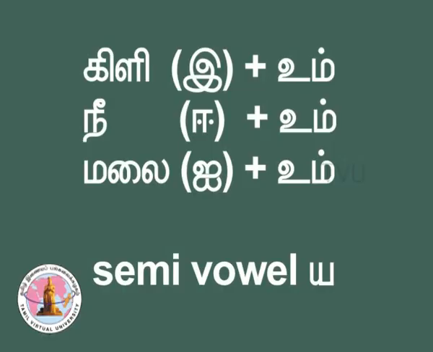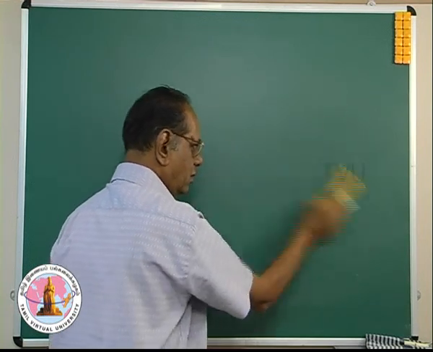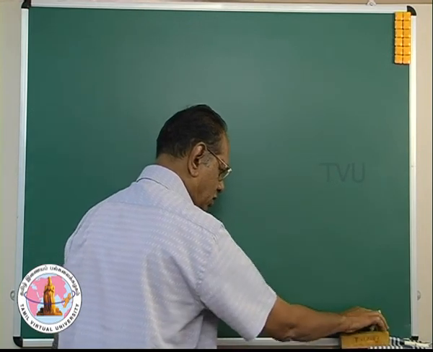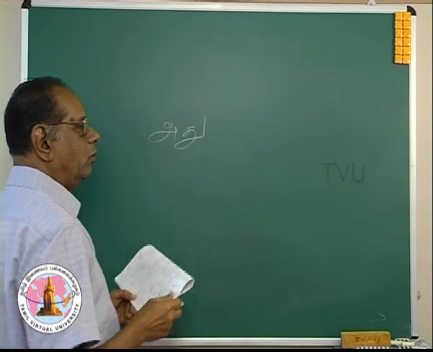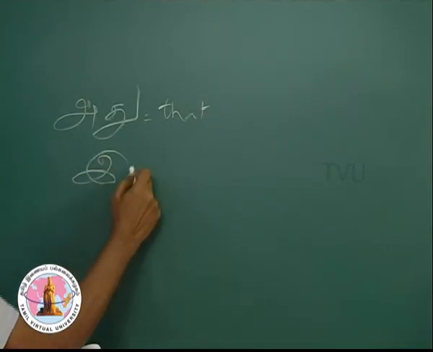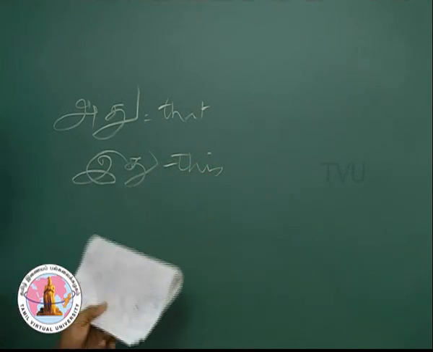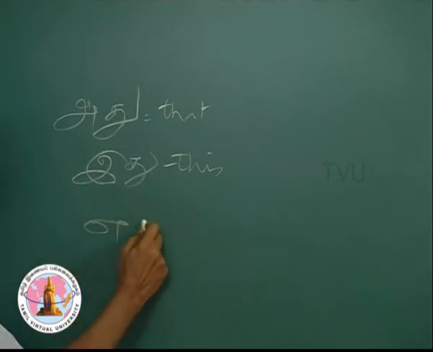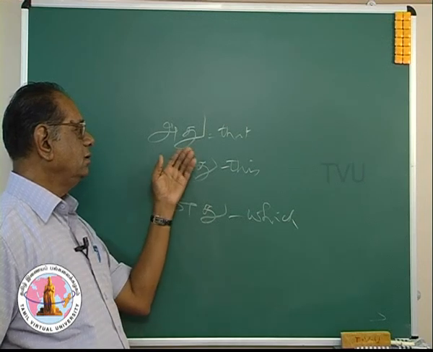Is it clear? This is very important, since this is to be repeated very often both in the spoken language and in the written one. Do you remember this word? Adu. Adu means that. When you read this, automatically you get idu, meaning this. And what is the third word which goes along with these two? Yadu, meaning which? Adu, idu, yadu.